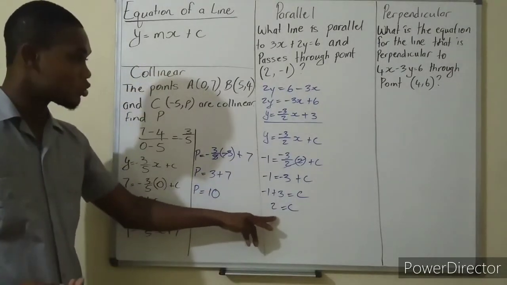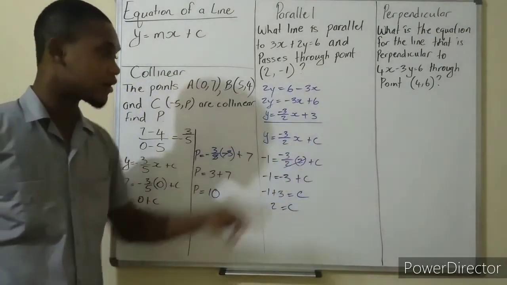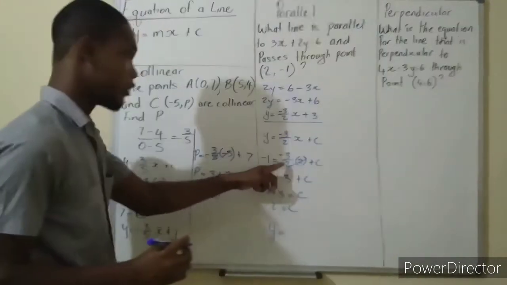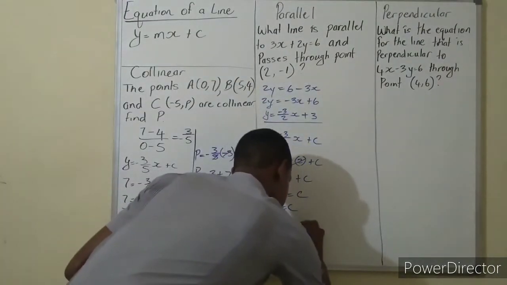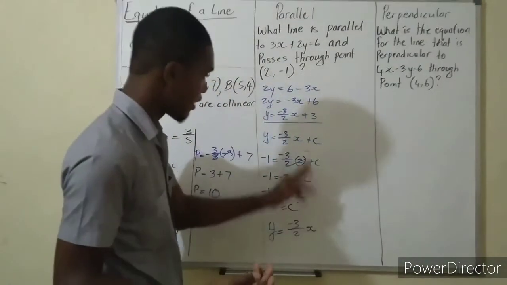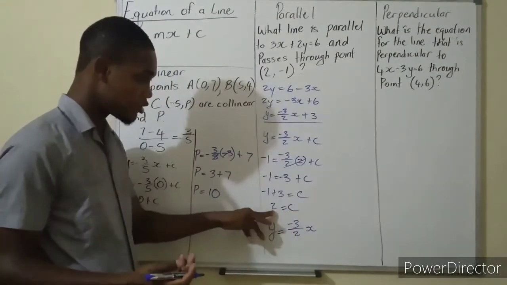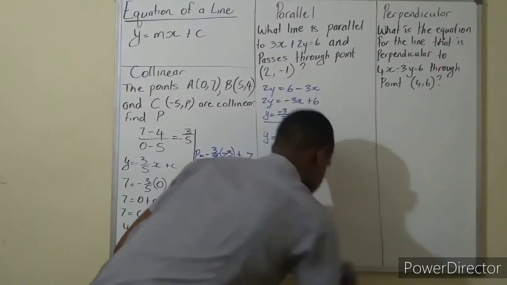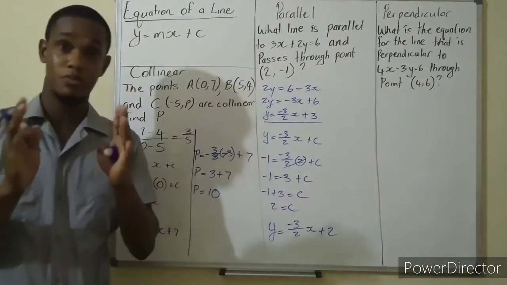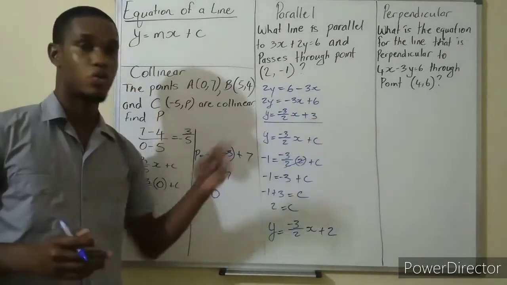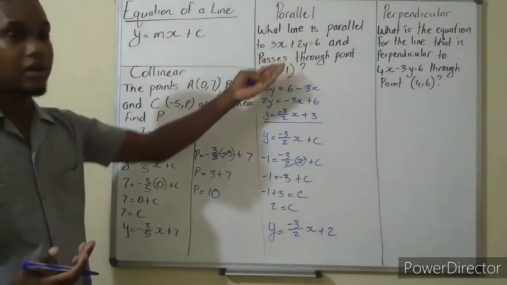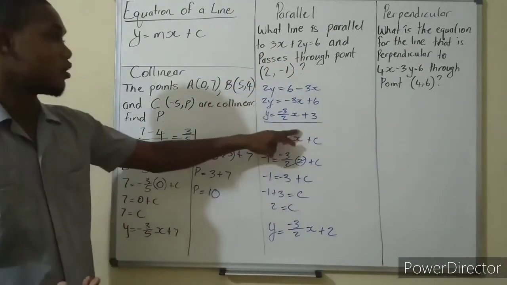So the fact that c is 2 means you can put this back in the equation of the line. So y is equal to the gradient, which is negative 3 over 2, x, plus c. c is 2, so you'll put your 2 in place of c. Here we realize that in the equations of parallel lines, the gradients must be the same, but the constants are what will be different. So that is the parallel line that runs beside this one.